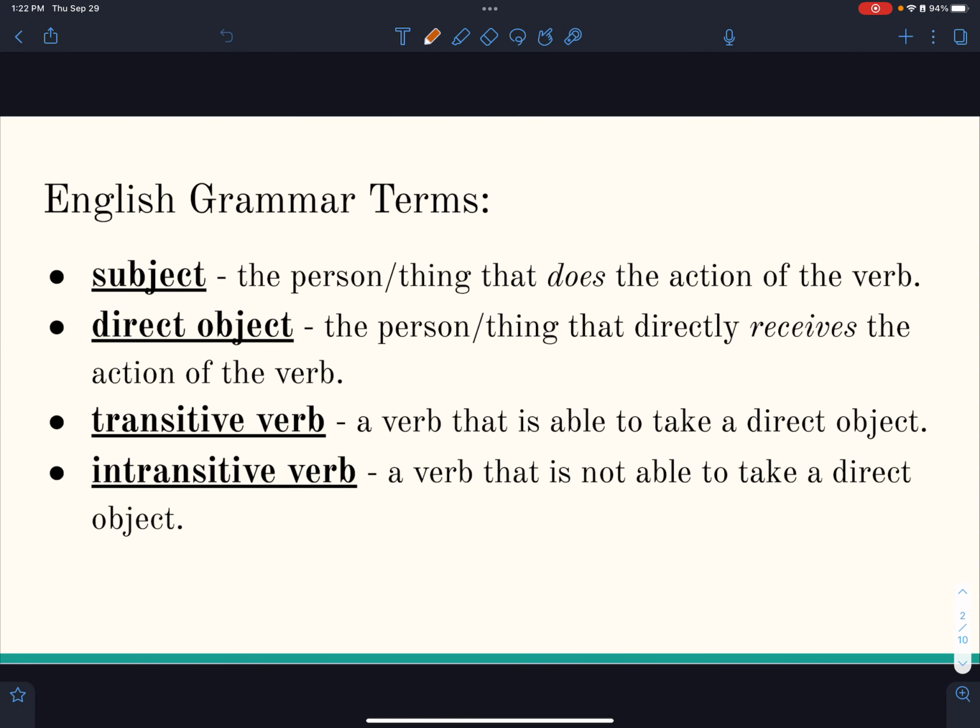All right, so just some things to get out of the way here. We've got 4 grammatical terms that you need to become familiar with: our subject, our direct object, and then 2 types of verbs, transitive and intransitive. So take a moment, please. Write down these terms and their definitions, and then we will talk about what each of those things are.